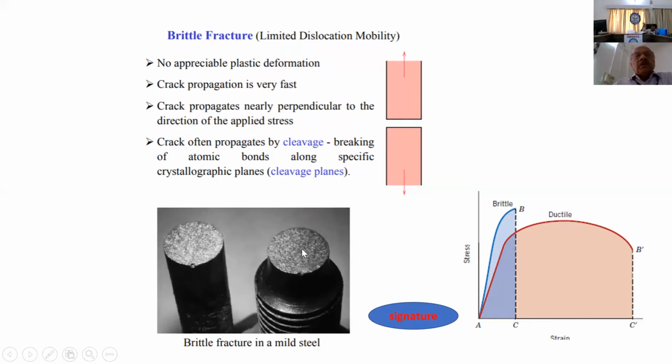So these are all very important signatures of failure analysis. Are you seeing a very brittle fracture, or are you seeing a very ductile fracture like the cup and cone? Then you can say that, okay, there must have been a case of a tensile failure in the material.